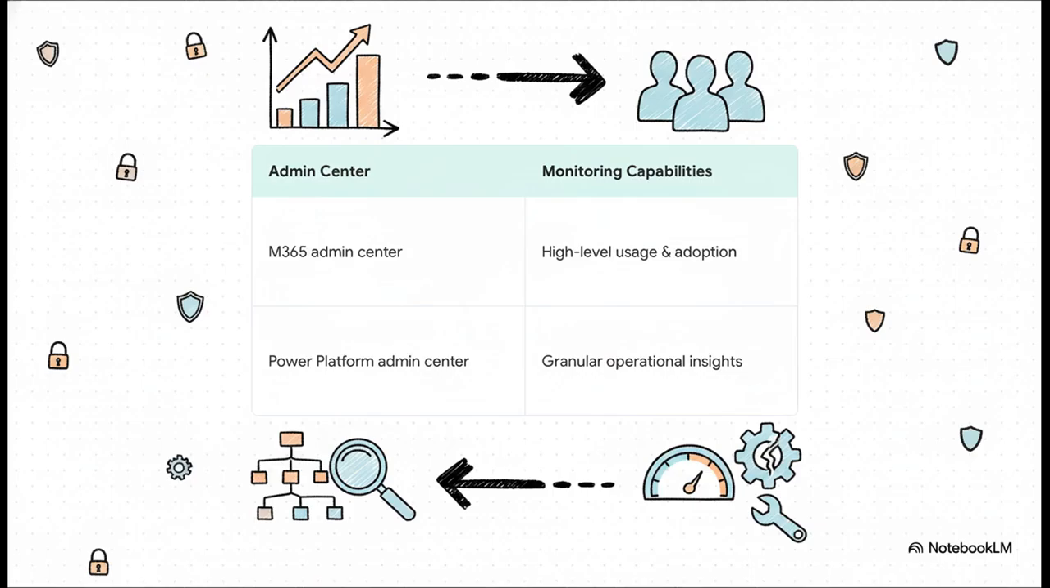And here is another one of those critical, gotta-know-it-for-the-exam details, knowing which admin center to use for monitoring your custom agents. For the high-level, business-focused stuff, you go to the M365 admin center. That answers questions like, is the sales team actually using the new agent? But for the deep, technical, operational insights, you have to go to the Power Platform admin center. That's where you find the nitty-gritty performance data, like session duration, error rates, and detailed analytics for troubleshooting. So think of it this way. M365 tells you if it's being used. Power Platform tells you how well it's actually working.